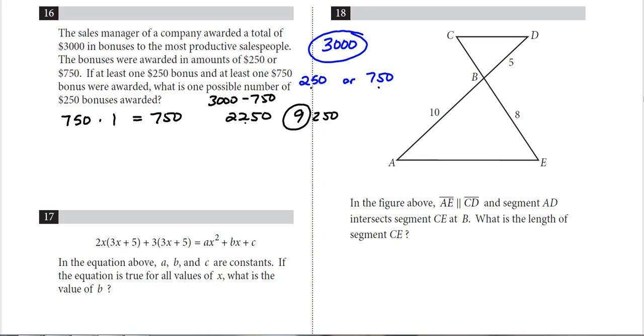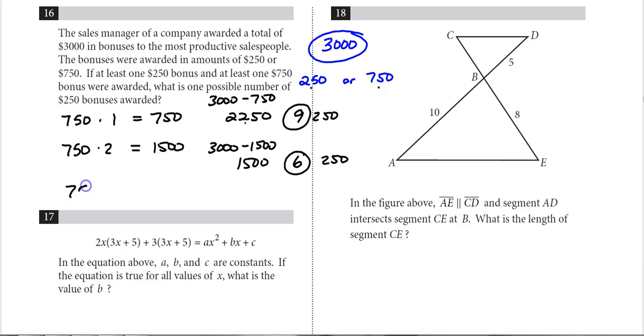I'm going to keep going. Let's say that there were 2 of these $750 bonuses. If there are 2 of them, that would be $1,500 used up. So now we would have 3,000 minus 1,500, we would have $1,500 left. How many 250 bonuses would go into 1,500? Well, 4 is 1,000 plus 2 more. So it looks like there could be 6 $250 bonuses. So that could have been a right answer. If 3 people got 750, that would be 750, 750 is 1,500 plus another 750. We'd be at 2,250, and that would leave us $750 left over, which means 3 people could get $250.